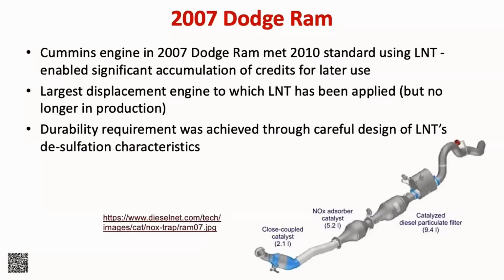So some examples, here's the 2007 Dodge Ram. Cummins uses an LNT enabled system in this, and so even in 2007 they met the 2010 standard, which enabled them to accumulate a whole bunch of credits for later use. This is the example of the largest displacement engine where a lean NOx trap has been applied. It's no longer in production, and the durability requirement was achieved through very, very careful design of the desulfation characteristics.